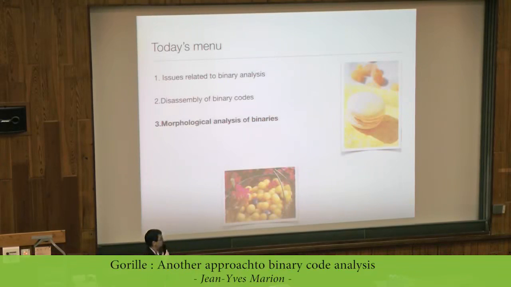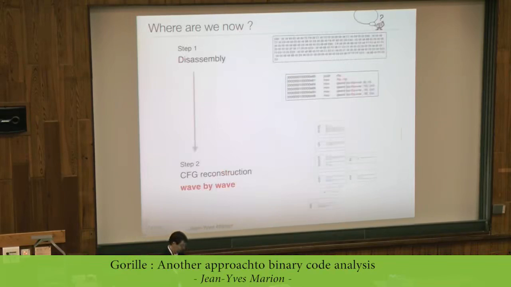So the last part is about morphological analysis and the software called Gorille, and how we use the output of Codisasm, of the disassembler, to identify functionalities and to identify malware. So where are we now? We have this disassembler. We are able to recover the control flow graph. That means that we start with a sequence of bytes, then we disassemble, then we are able to recover this graph, which is called the control flow graph.